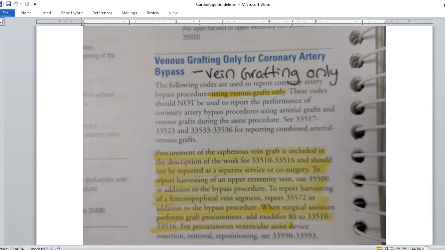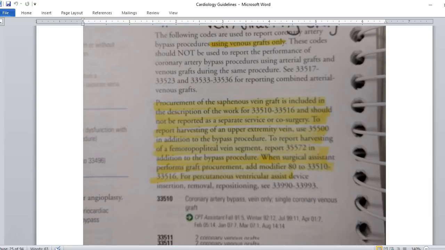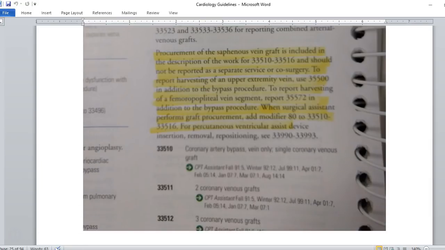These codes should not be used to report the performance of coronary artery bypass procedures using arterial grafts and venous grafts during the same procedures. We're going to see the next set of codes for that, okay? So these codes are just vein only, as it says in the standalone code. However, what's included? Procurement of the saphenous vein is included in the description for work for 33510 to 33516 and should not be reported as a separate service or co-surgery.